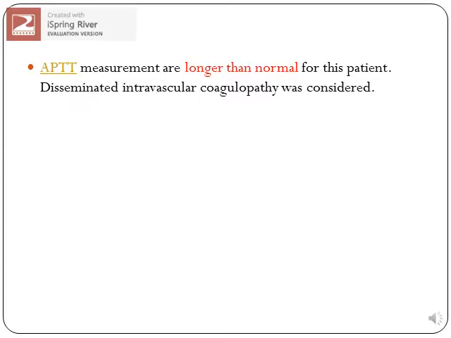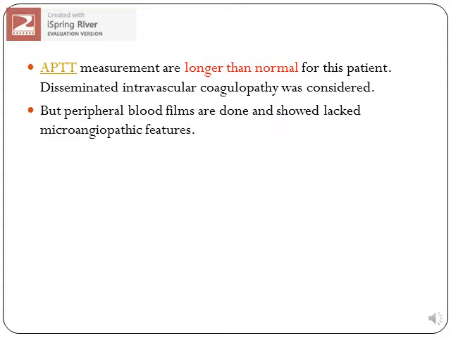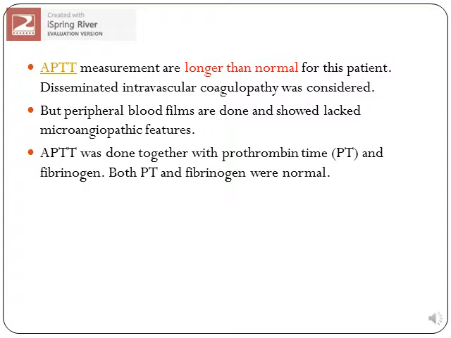In the same table, the APTT measurement is also mentioned. It stated that APTT measurements are longer than normal for this patient, so disseminated intravascular coagulopathy was considered. But we did a peripheral blood film, and during the microscopic observation, it showed a lack of microangiopathic features, which are one of the characteristics of disseminated intravascular coagulopathy.